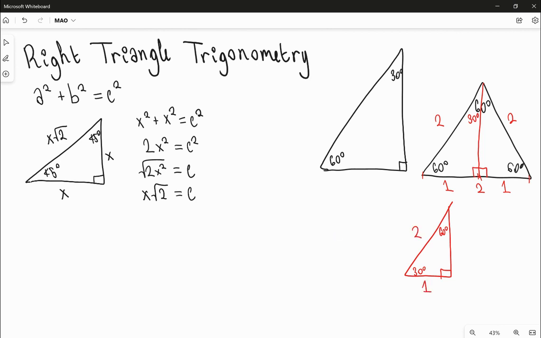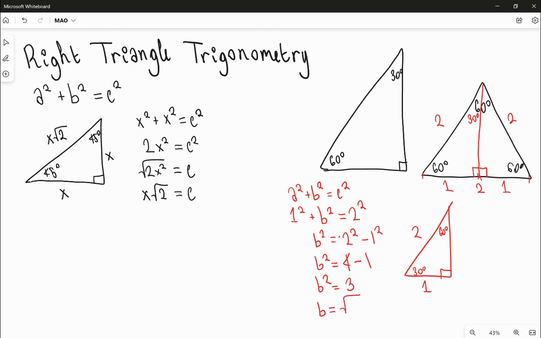If you plug that into the Pythagorean theorem, a squared plus b squared is equal to c squared, our a is 1, we don't know what b is, and our c is 2. So b squared is equal to 2 squared minus 1 squared. 2 squared is 4, 1 squared is 1, so b squared is equal to 3. When we take the square root of that, we get the square root of 3. So when you solve for this last leg, it's the square root of 3.